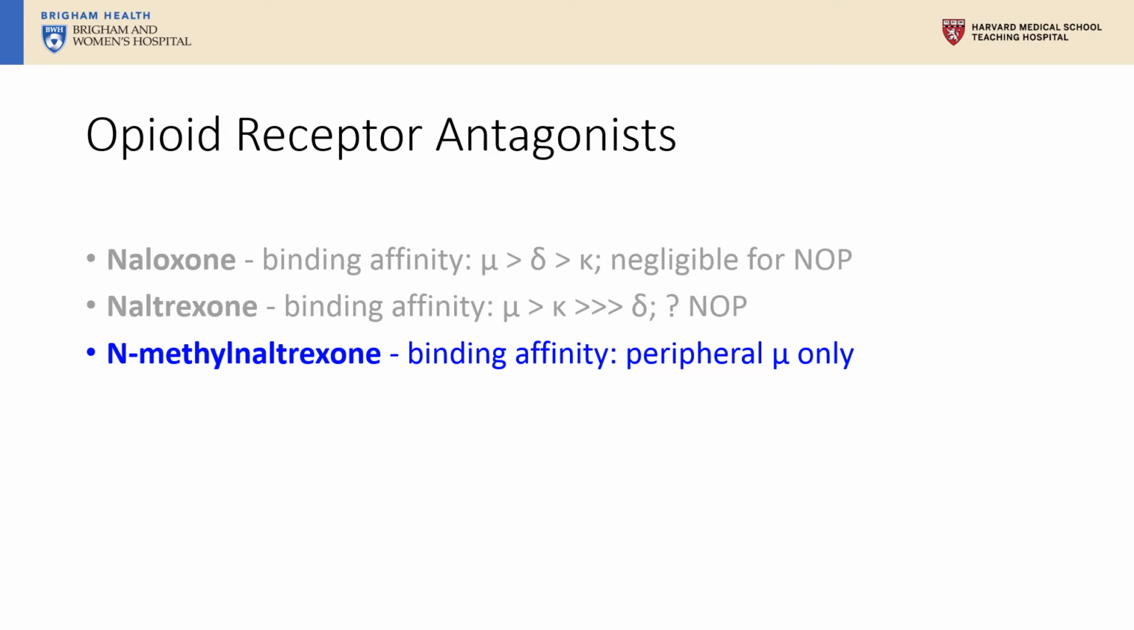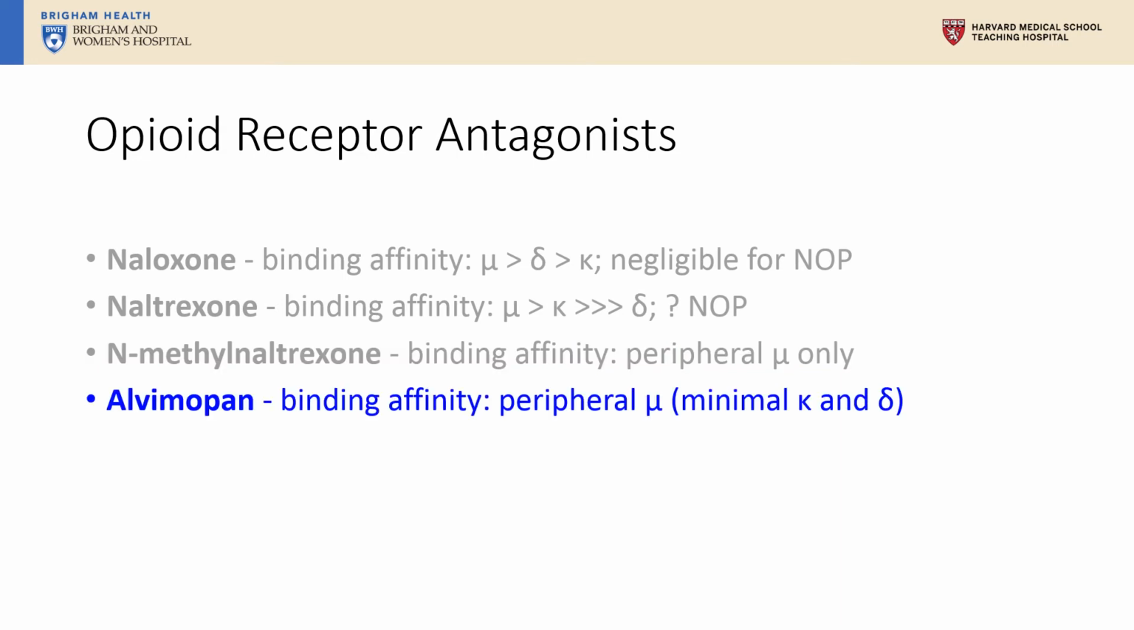N-methylnaltrexone binds only mu receptors in the periphery, most importantly the GI tract, and thus it is used as a second-line agent for opioid-induced constipation. And the final agent to be mentioned is alvimopan, which most importantly binds mu receptors in the periphery, though also kappa and delta to a small degree. It is indicated to prevent postoperative ileus following partial, large, or small bowel resection with primary anastomoses.